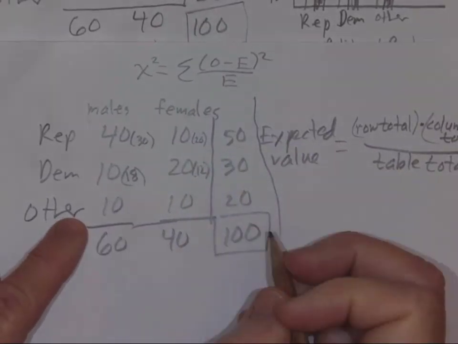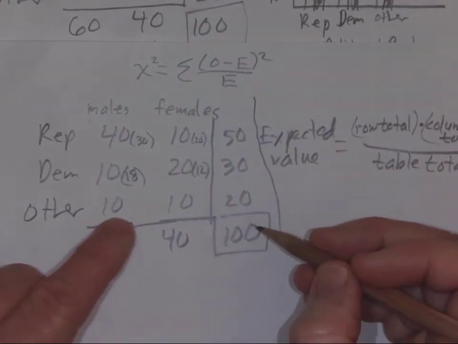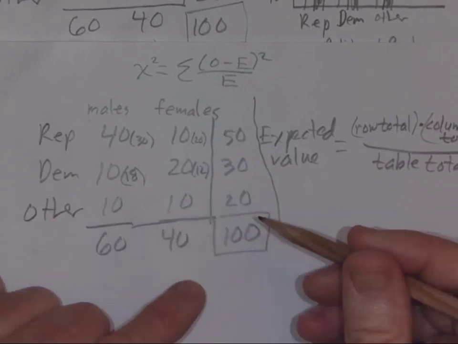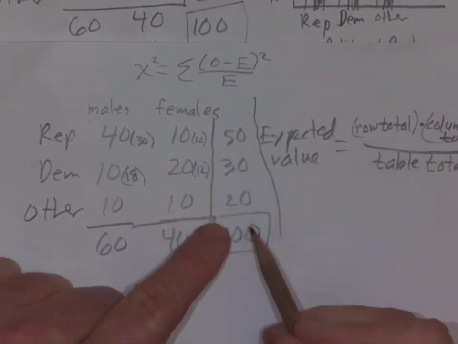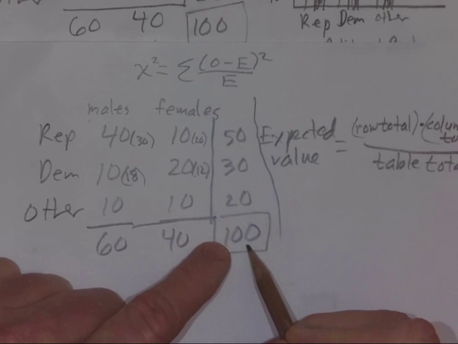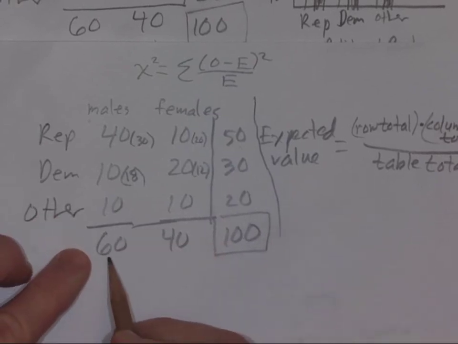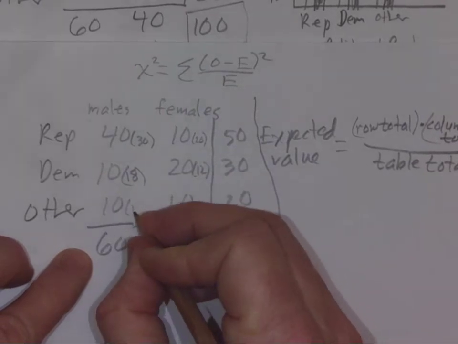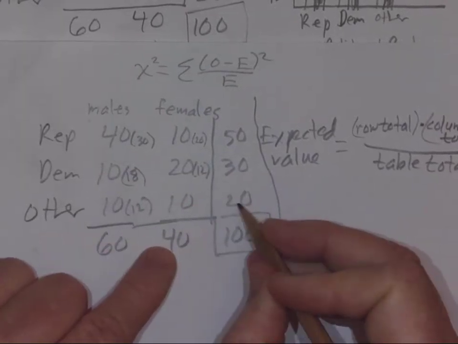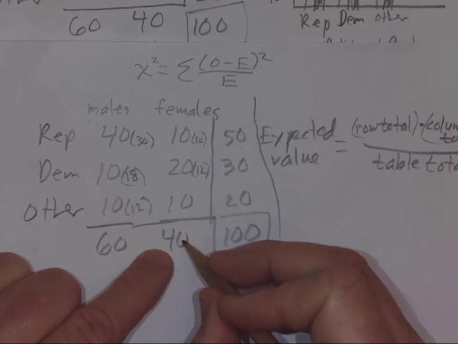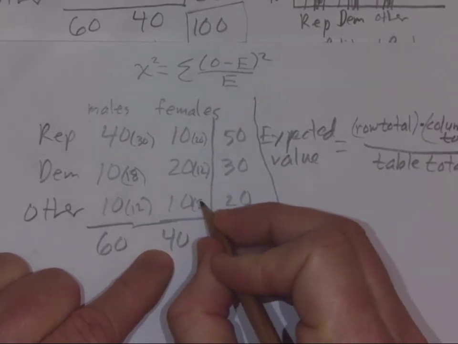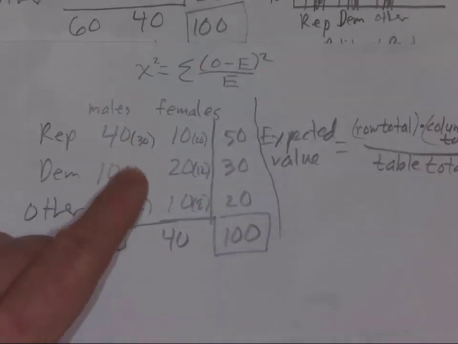And then for the others, I'm expecting 20%. In the total population, 20% of the people are other political party affiliations. So if the null is true, I'm expecting 20% of these 60 to be other, and so that'd be 0.2 times 60, and that's 12. And then 20% of the females, that'd be 0.2 times 40, and that's 8. Okay, and so those are my expected values.